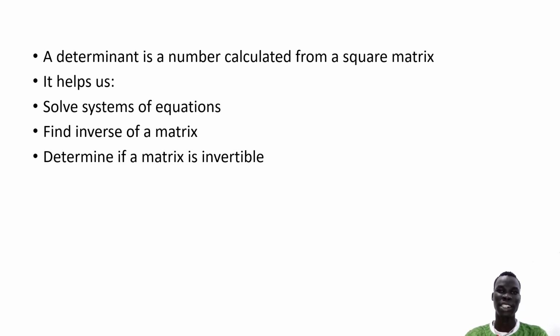A determinant is a number calculated from a square matrix. You make a matrix square, then you calculate it to get the determinant. It helps us solve systems of equations and find the inverse of the matrix. Then it determines if the matrix is invertible.